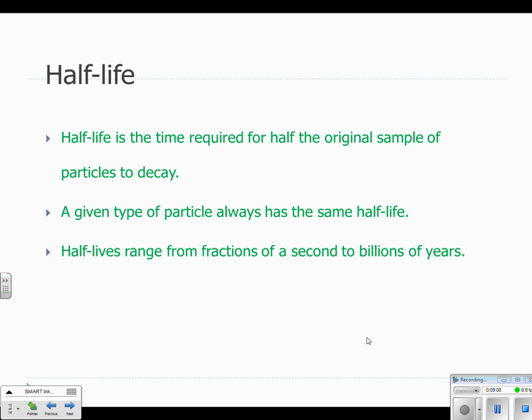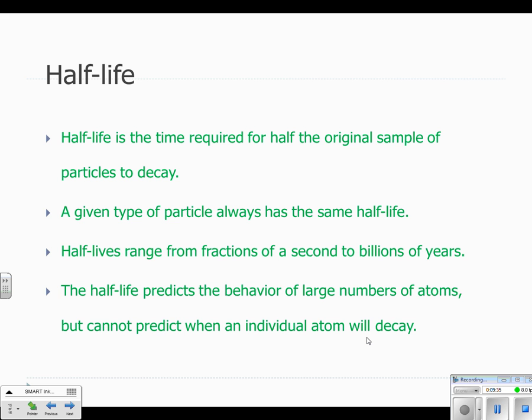So let's say you have 100 grams to start, and your half-life is 5 days. After 5 days, you'll have 50 grams. After 5 more days, half of what you had left would decay, so now you'd have 25 grams. After another half-life, now you'd have half of that, 12 and a half grams. You're going to get to a point where it's going to get so small, it's going to seem almost like 0, but you can never actually get to 0 because you keep dividing by 2.